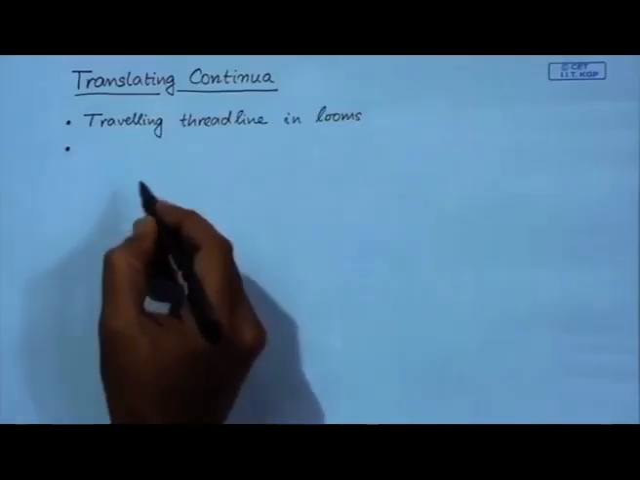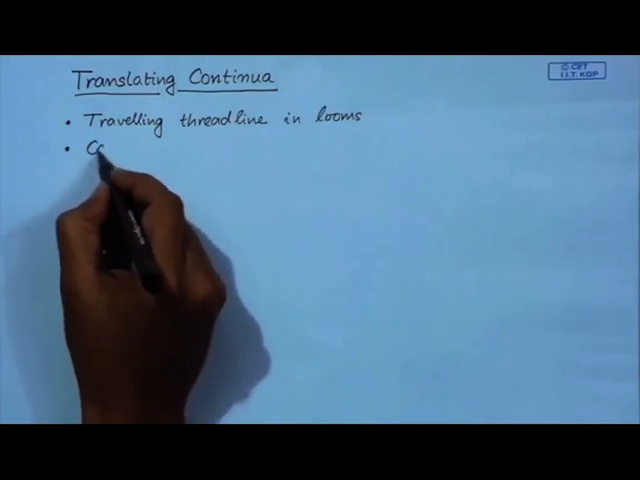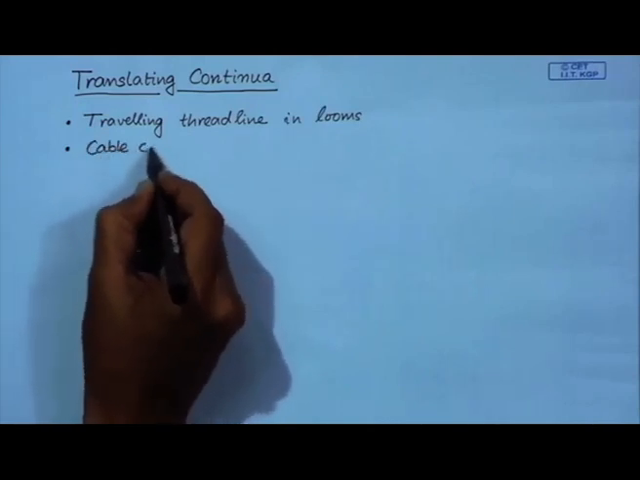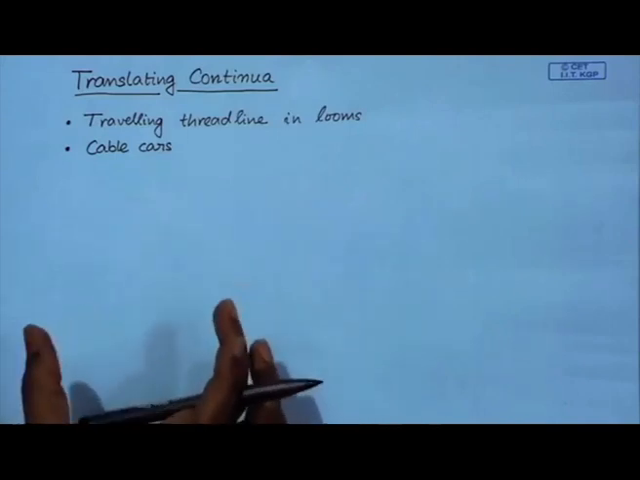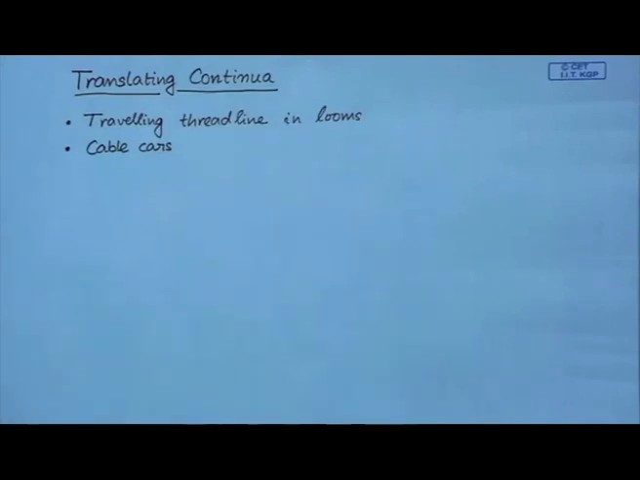The second example comes from cable cars. In a cable car there is a rope that carries the cable car or the gondola. So, the string or the rope is travelling and the gondola or the cable car is attached to the string. So, this forms a translating continua or translating string.